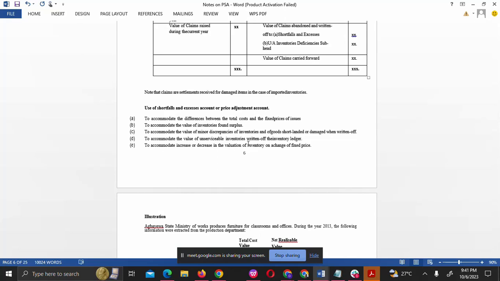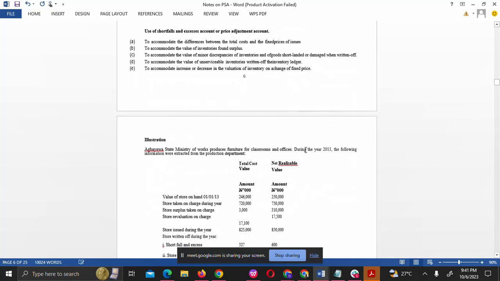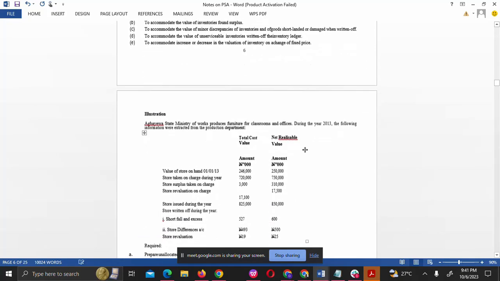Number three is to accommodate the value of minor discrepancies. Number four is to accommodate the value of unserviceable inventories written off in the inventory ledger. And number five would be to accommodate increase or decrease in the valuation of inventory on change or fixed price. Are we on the same page, please?